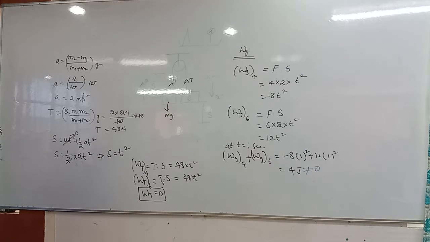So if you find the output machine, mainly one thing you have to remember: work done by the gravity is not equal to 0, work done by the tension is 0. Wherever you get the output machine, don't waste time on that. Directly you solve that.